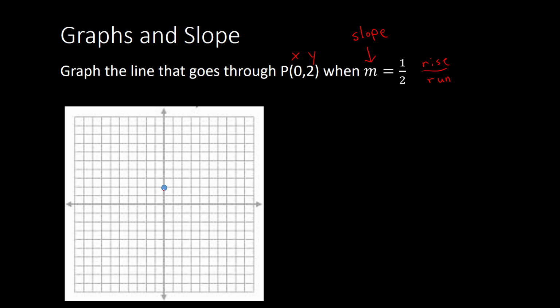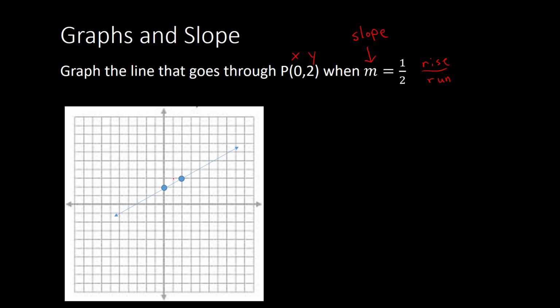The rise is 1, so from this point right here, I go up 1. And then the run is 2, so I'm going to go over in the positive direction 2, which takes me right there. And notice I'm starting from this point right here. I'm not starting from the origin, I'm not starting from some other location. I'm starting from right here at this point, going up 1, and then to the right 2. So I just connect the dots, and the line that goes through that point that has a slope of 1/2 would be right there.